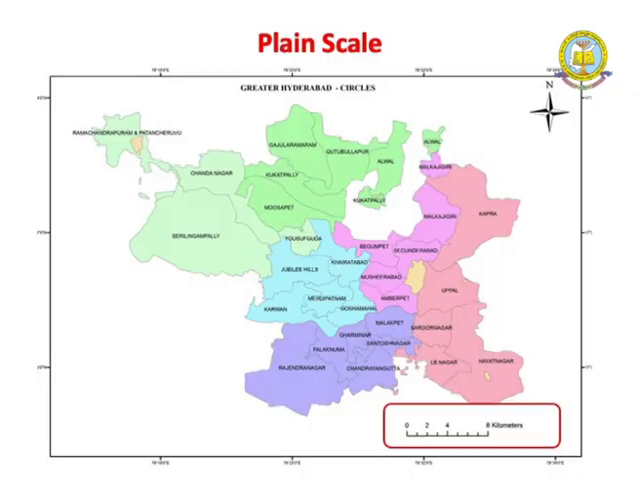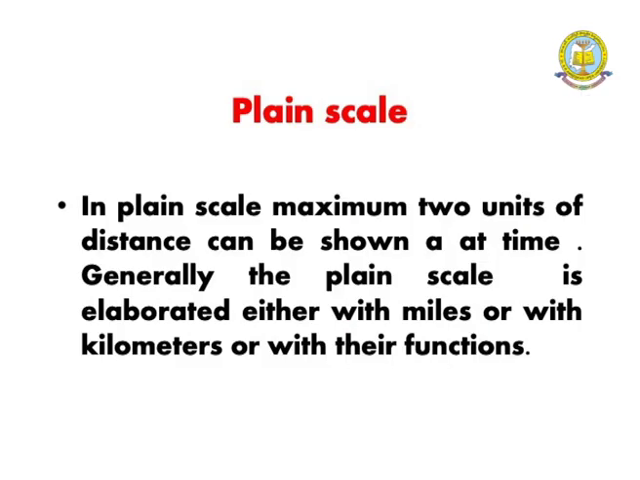Just see this map. This is the map of the Greater Hyderabad. You are seeing the map. One is the scale, represented in a linear line in kilometers. This is the plane scale, or simple scale. In a plane scale, a maximum of 2 units of distance can be shown at a time.